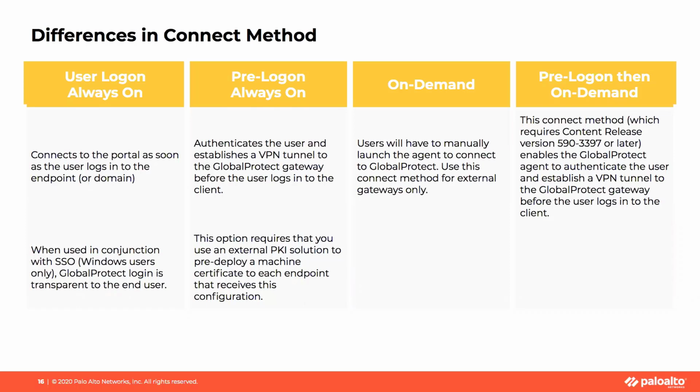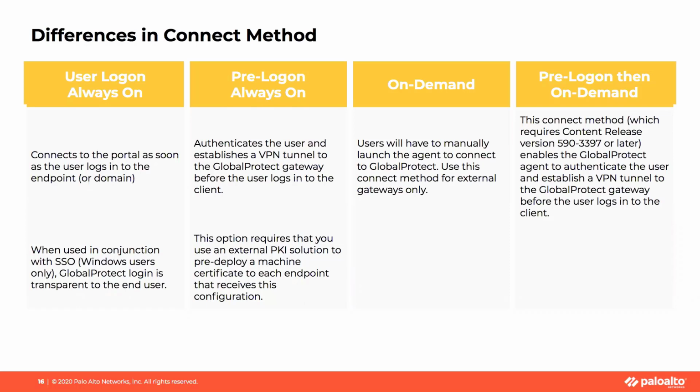You also have pre-log on, always on. Pre-log on establishes a VPN tunnel before the user logs in. In order to do this, you need a PKI environment where you can install things like machine certs. So as soon as you turn on the machine, it automatically connects.